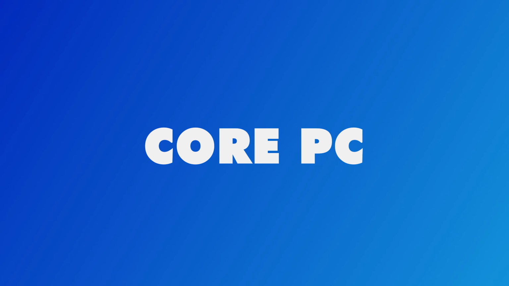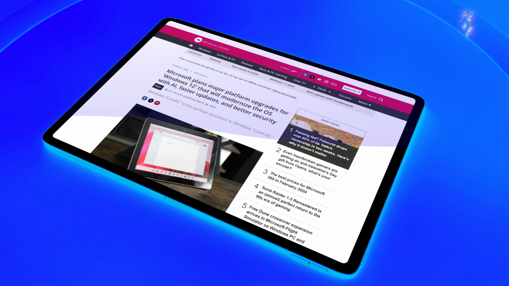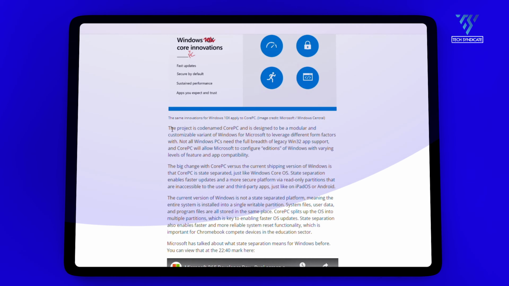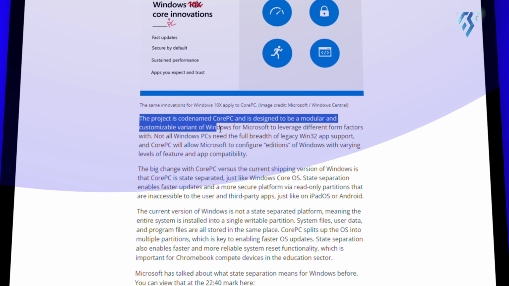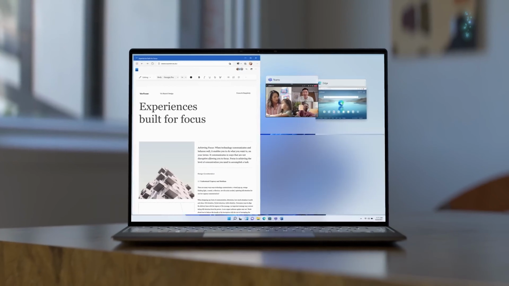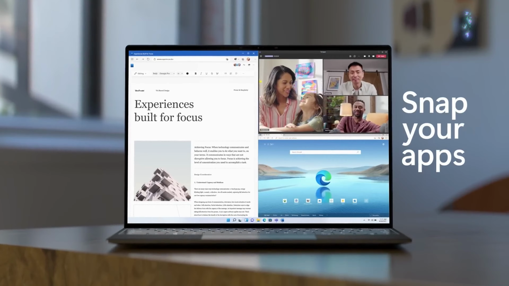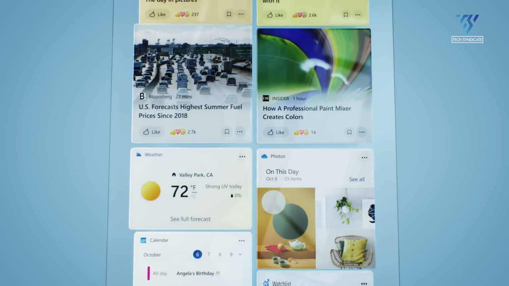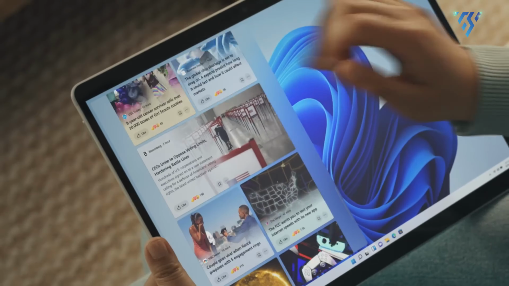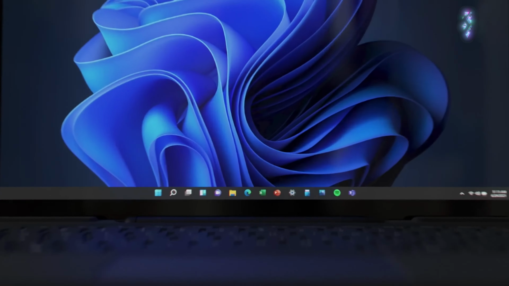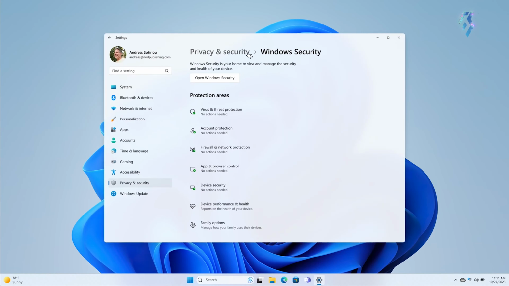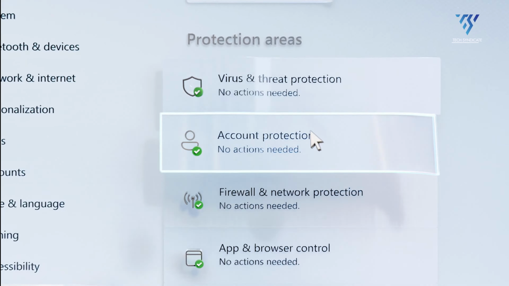Core PC. As per information from Windows Central, Core PC is the codename for a project specifically crafted to serve as a modular and customizable variant of Windows. This design allows Microsoft to adapt to various form factors efficiently. Notably, Core PC employs state separation, facilitating quicker updates. Additionally, the utilization of read-only partitions enhances the overall system security.